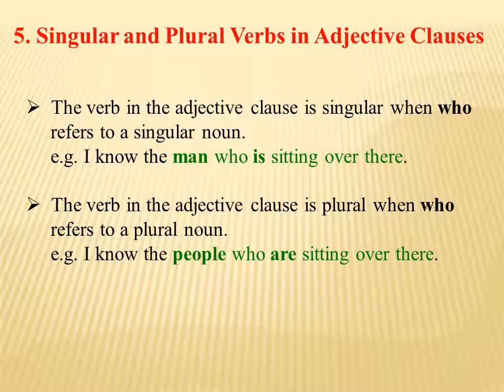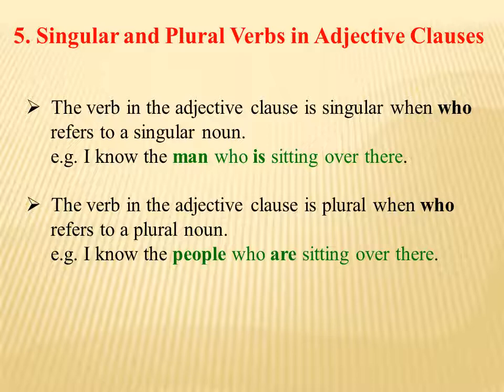Subtitle 5. Singular and plural verbs in adjective clauses. The verb in the adjective clause is singular when who refers to a singular noun. Example, I know the man who is sitting over there. So the adjective clause who is sitting over there refers to the singular noun man. So the verb be is in its singular form is.